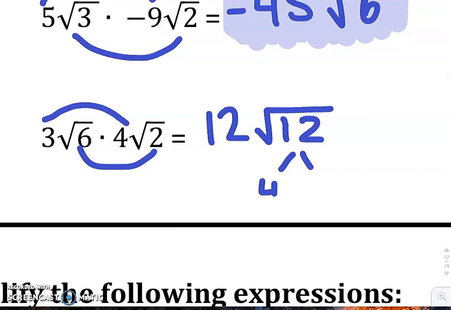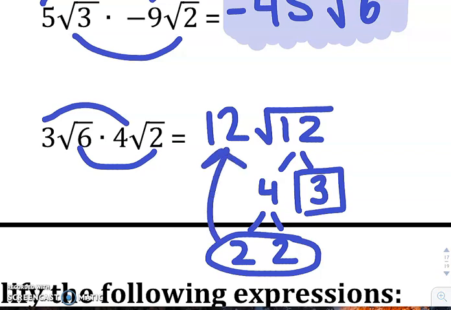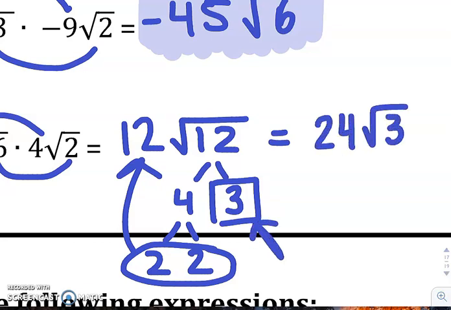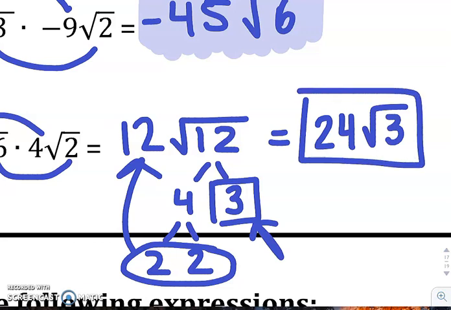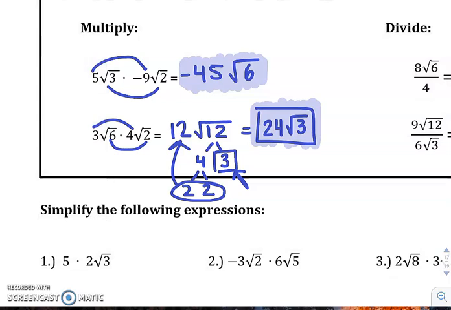If you factor it, 4 and 3, 2 and 2, we have a perfect square of 2 inside that radical. So the 2 will come out and get multiplied with the 12 already out there. So you end up with 24 root 3 left. In this case, we did the multiplication, but we had to simplify it a little bit afterwards, so we weren't done after doing that multiplication.